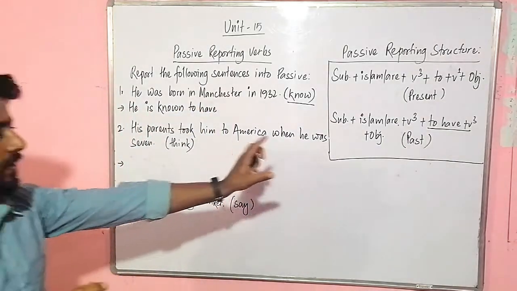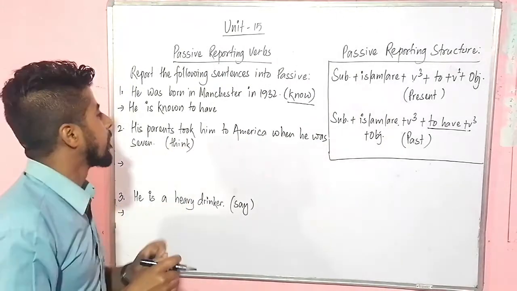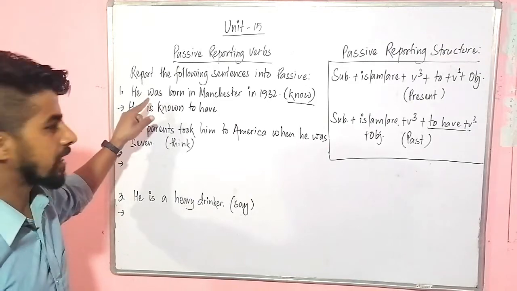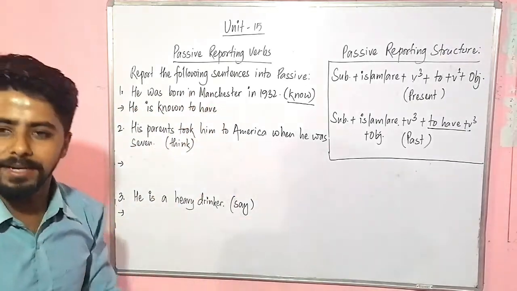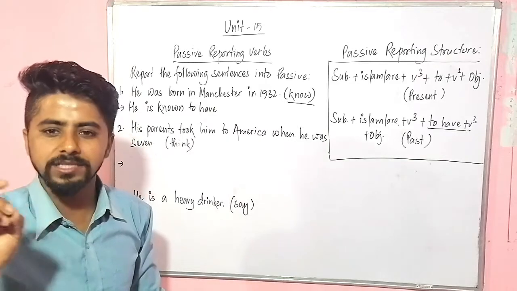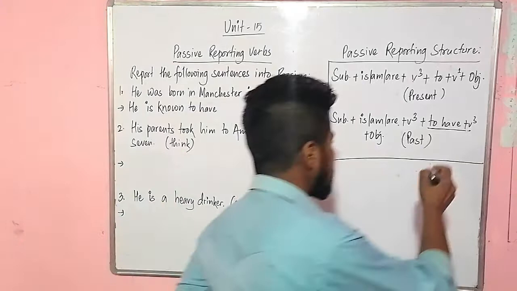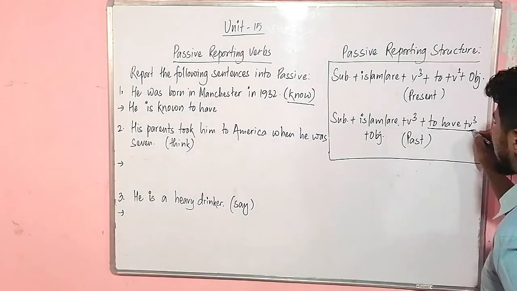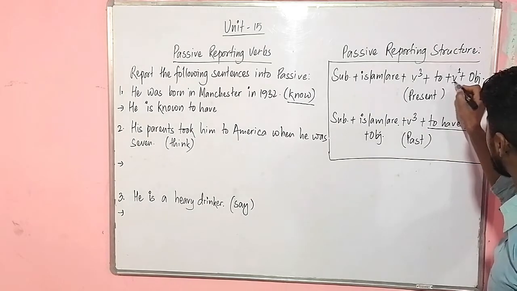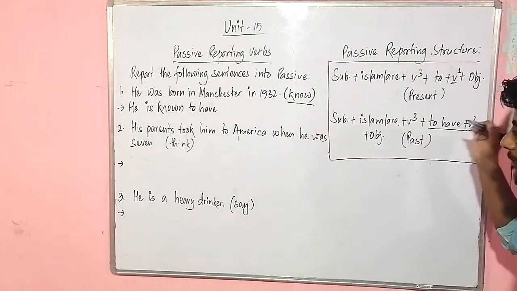Now V3, let's come to this point. You have to pay more attention here. In this sentence also a verb is given: "He was born in Manchester in 1932." In this sentence also there is a verb. So you have to identify that verb, and in this place the third form of the same verb should be used. Here the verb which is given in the sentence should be used, not the one in the brackets.